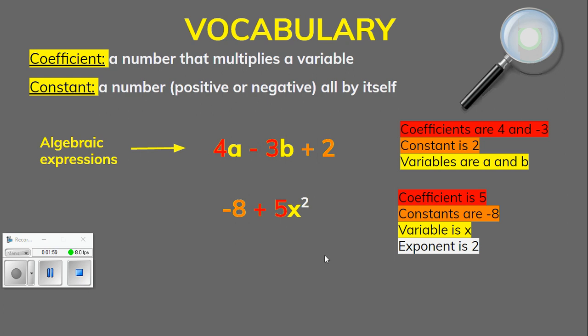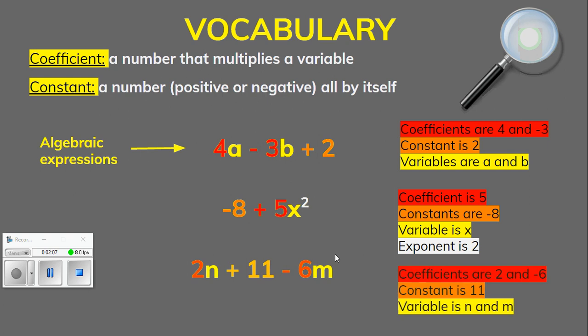And now there's another example in your notes. We have the 2n plus 11 minus 6m. And you guys can see here the coefficients again are in red. We've got a 2 times the n and a negative 6 times the letter m. So 2 and negative 6 are the coefficients. The constant, the number all by itself, is the 11. And the variables, we have two of them. We have n and m. So this is just getting comfortable with some vocab.